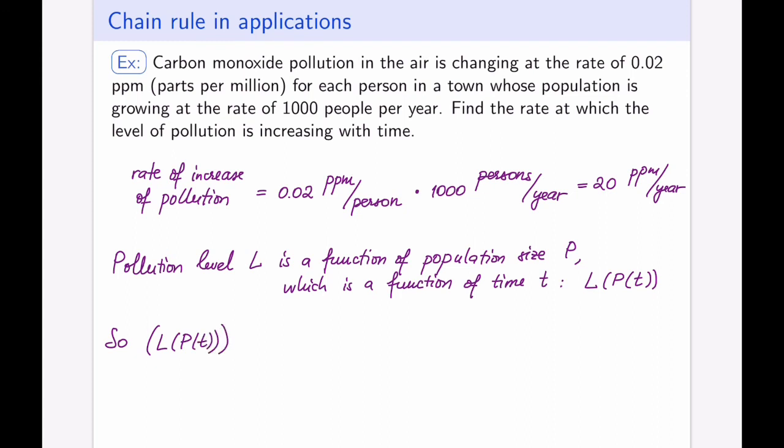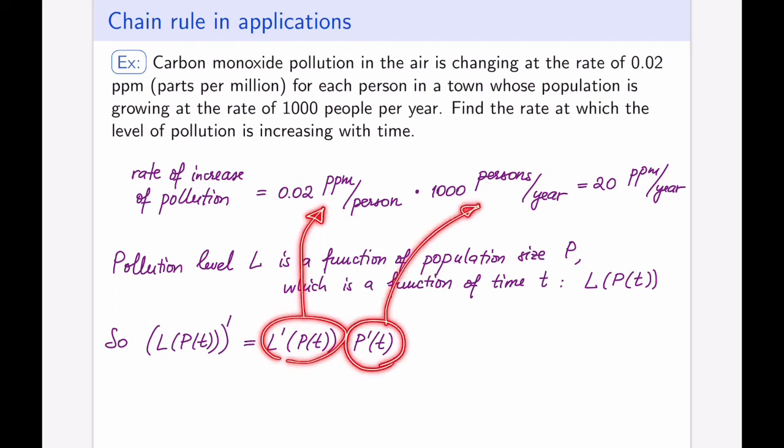So taking this all together and using the prime notation, what are we going to do in terms of the chain rule? Well, the chain rule says take the derivative of the outside function, keep the inside intact, followed by taking the derivative of the inside function itself. And this is where we see the exact same two components we've had before. The increase in the pollution when we're keeping the population sort of fixed is 0.02 parts per million per person. The change in the population is 1,000 persons per year. So these are our two factors.